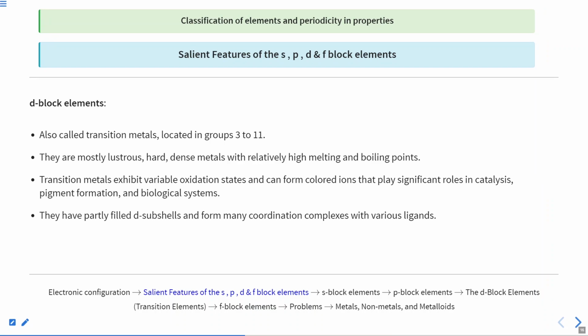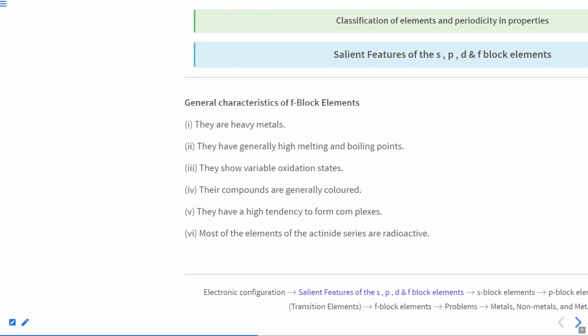D block elements, also called transition metals, are located in groups 3 to 11. They are mostly lustrous, hard, dense metals with relatively high melting and boiling points. Transition metals exhibit variable oxidation states and can form colored ions that play significant roles in catalysis, pigment formation, and biological systems. Due to the involvement of the d orbital, they can form many coordination complexes with various ligands.